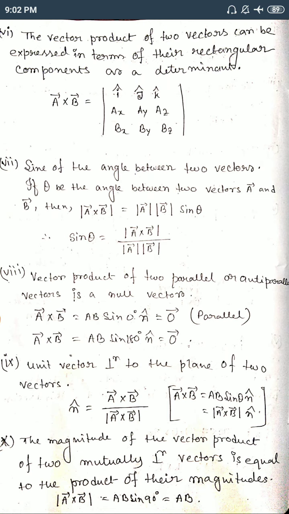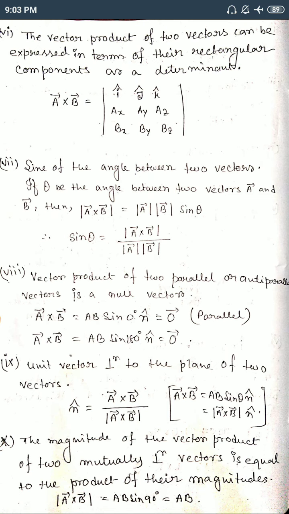Unit vector perpendicular to the plane of two vectors. So if we find the unit vector n hat, what can we write? AB sin theta represents the magnitude of A cross B. So we can write n hat equals A cross B divided by magnitude of A cross B. Mod of A cross B represents AB sin theta.